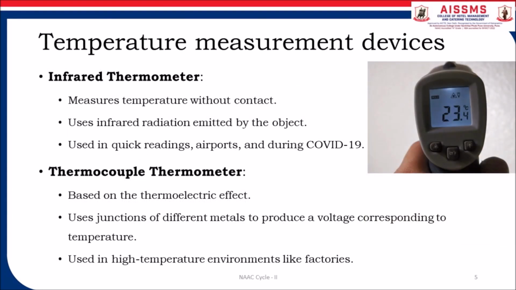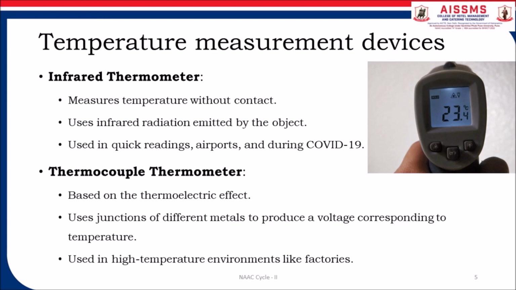The next type of thermometer is infrared thermometer. It measures temperature without touching the object. It uses infrared radiation emitted by the object to determine its temperature. It often is used for quick readings or in situations where contact is not feasible. For example, these thermometers were and are used at airports and during the COVID-19 situation.